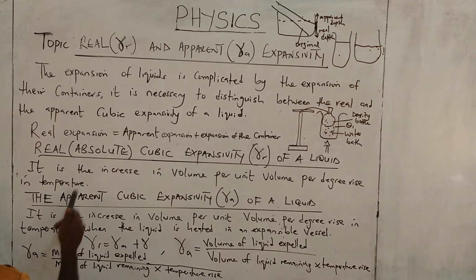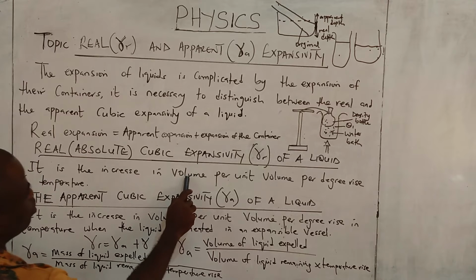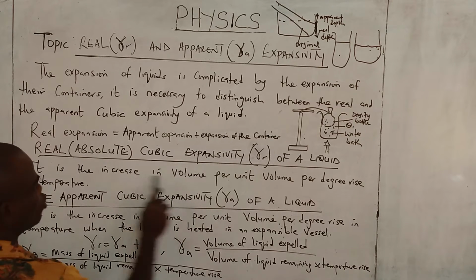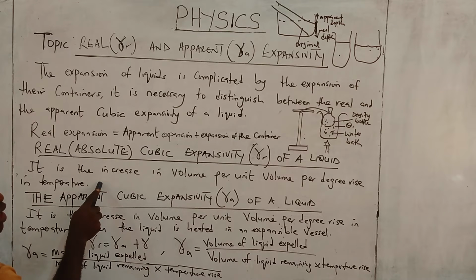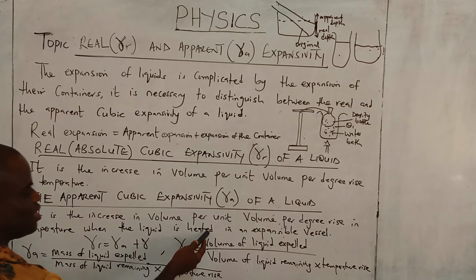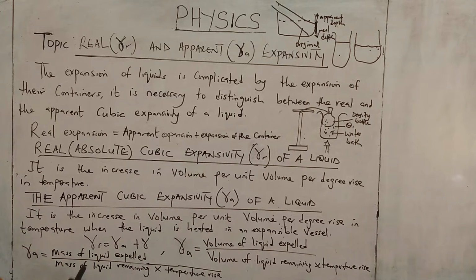The difference between the definition of apparent and cubic is that the cubic or volume expansivity, absolute expansivity, does not have an expansible vessel when you are defining it. When you are defining apparent cubic expansivity, you have to say heated in an expansible vessel. And don't forget this formula: real cubic expansivity equals apparent cubic expansivity plus cubic expansivity of the container. We are going to solve problems with that.